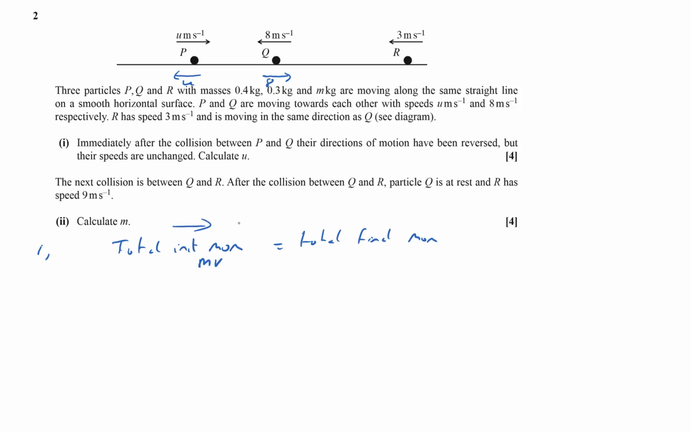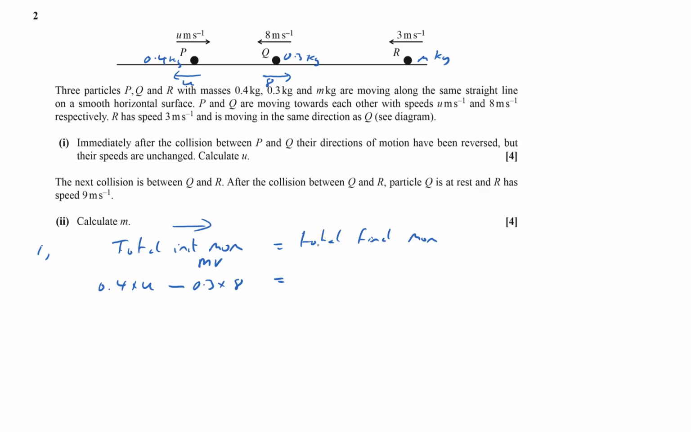So it starts off with, how heavy are these? The first one is 0.4 kilograms, and that's 0.3 kilograms, and this one's m kilograms. So mass times velocity, so 0.4 times by u, and then it's going to be minus, because this one's going the other way, 0.3 times 8, and that equals total final.